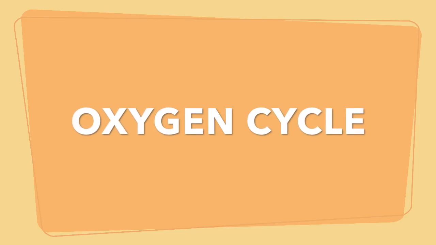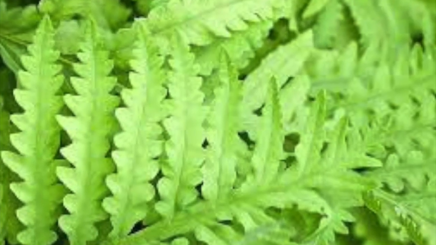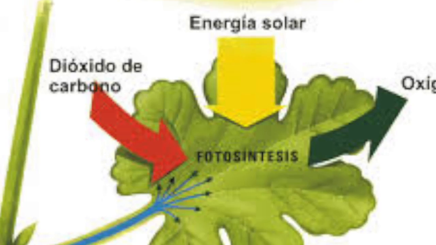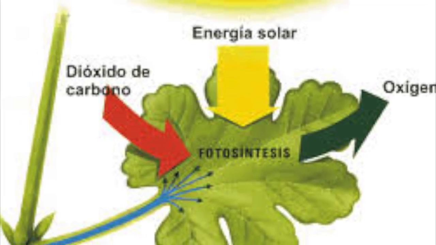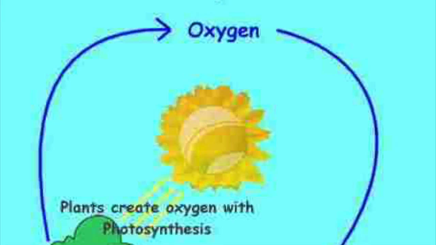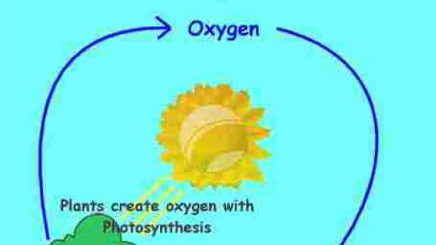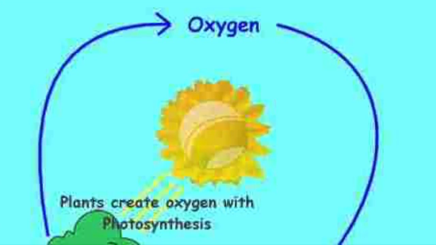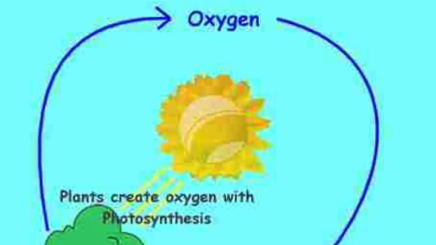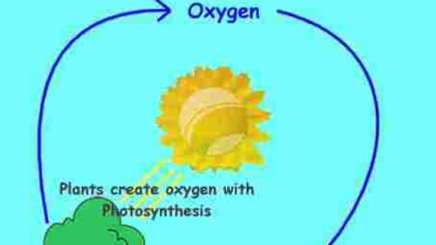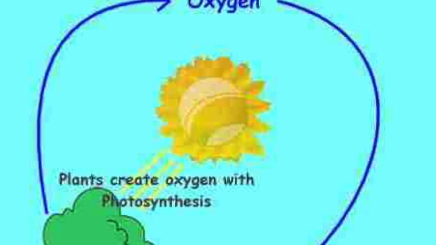The oxygen cycle. First, plants use sunlight to convert CO2 and water into carbohydrates and oxygen by photosynthesis. Then, humans and animals use up the oxygen created by the plants through respiration and leave CO2 once again. And then the CO2 left by humans and animals goes back again into the plants.